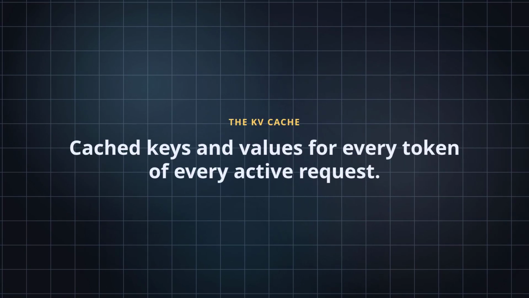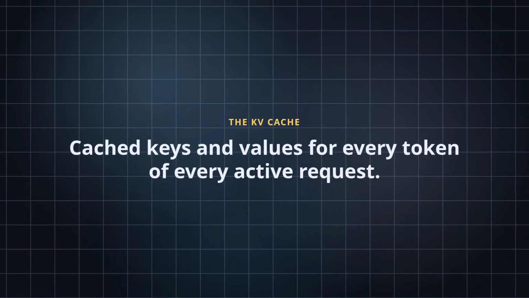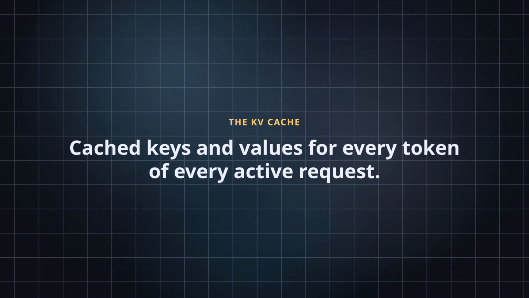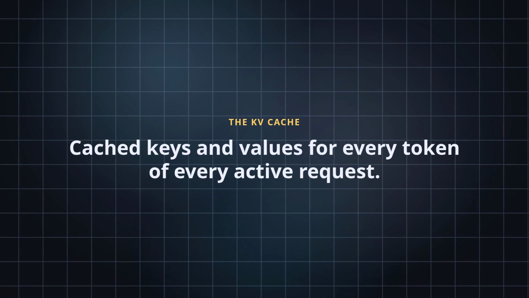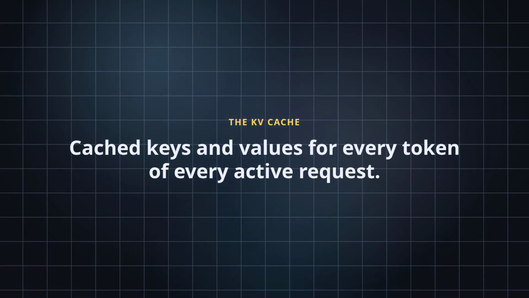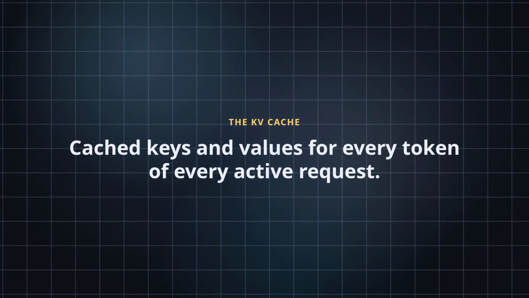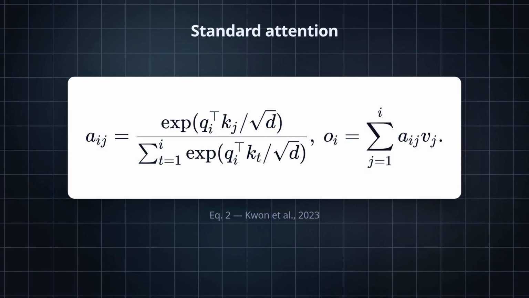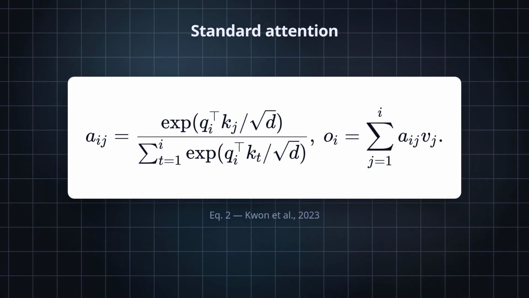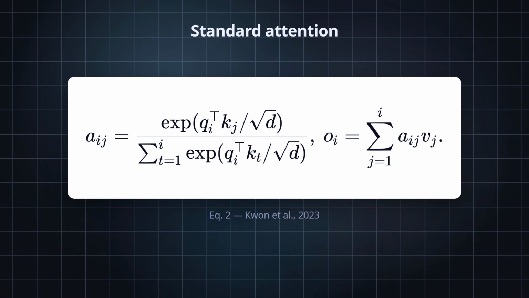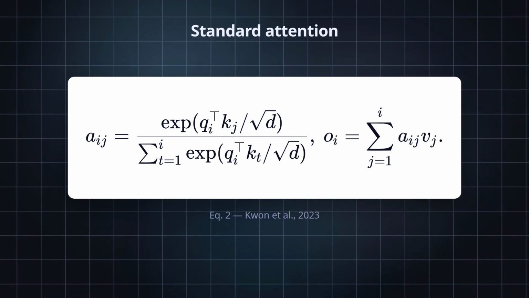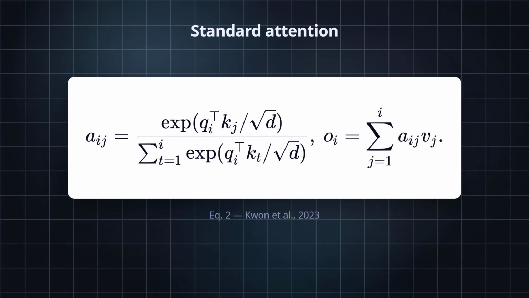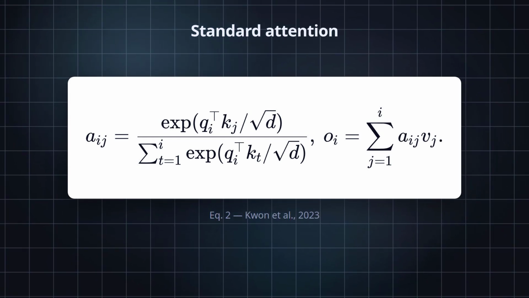What is the KV cache? In attention, each token produces a key and a value vector. To avoid recomputing them every step, they are cached, so the cache holds the keys and values of every token in every active sequence. This is standard attention. The output for a token is a softmax-weighted sum over the value vectors, with weights from the dot products between its query and all earlier keys, exactly the keys and values being cached.